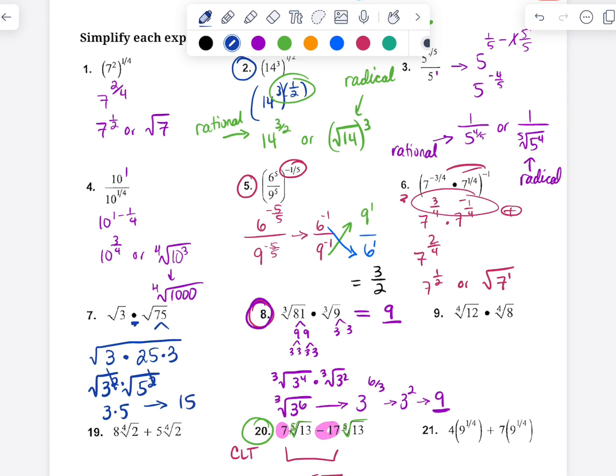So I'm going to do something similar over here with number 9, and we're going to see if anything happens to simplify out with the radical. So 12 is 4 times 3, and 8 is 4 times 2. So I've got a whole bunch of 2's going on here. So it appears that I have the 4th root of 2 to the 4th times 3 times 2.